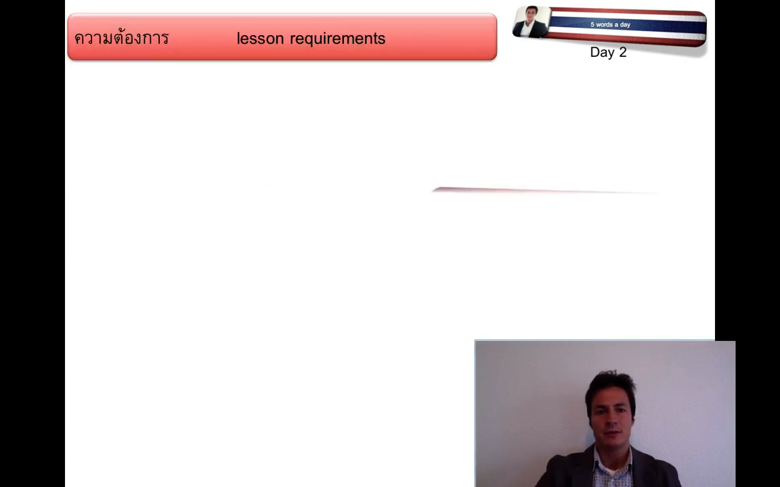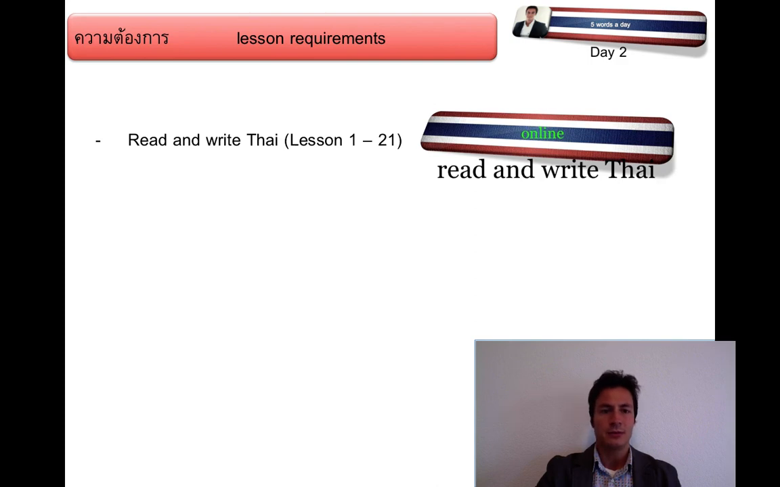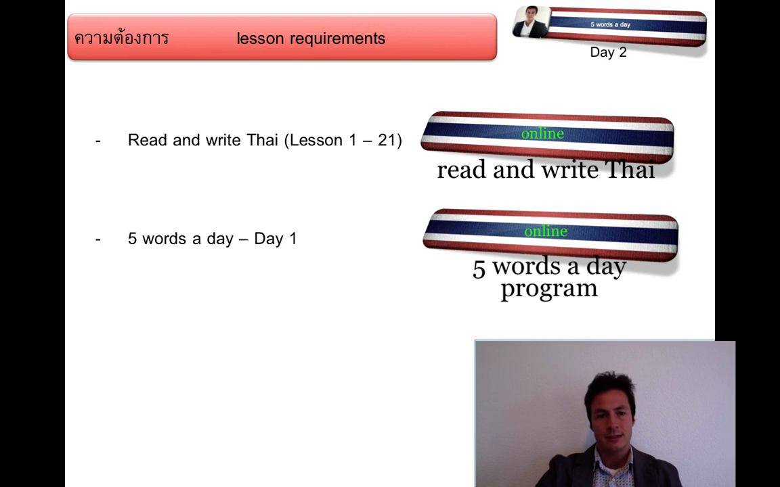So the requirements for this lesson are that you're able to read and write Thai, which means lessons 1 to 21. If you are not able to do that, please join the freely available online lesson about read and write Thai that I provide to you with the link to the right. And then for this second lesson, you will also have to recall all the 5 words that we learned in day 1's lesson. If you haven't done that lesson, you can access the course and start from the beginning by clicking on the button provided to the right.